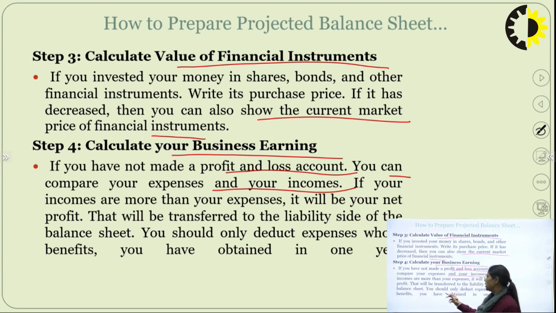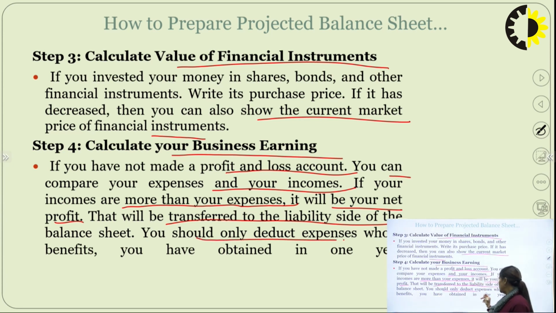If the income is more than your expenses, it means you are in a profit situation. If the income is less than your expenses, it means you are in a loss situation. So income minus expenses is your net profit value. If the value comes out negative, then it is your net loss value. That will be transferred to the liability side of the balance sheet.